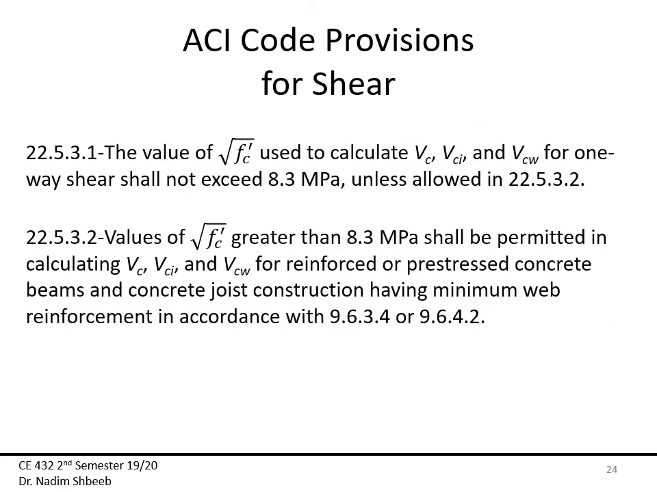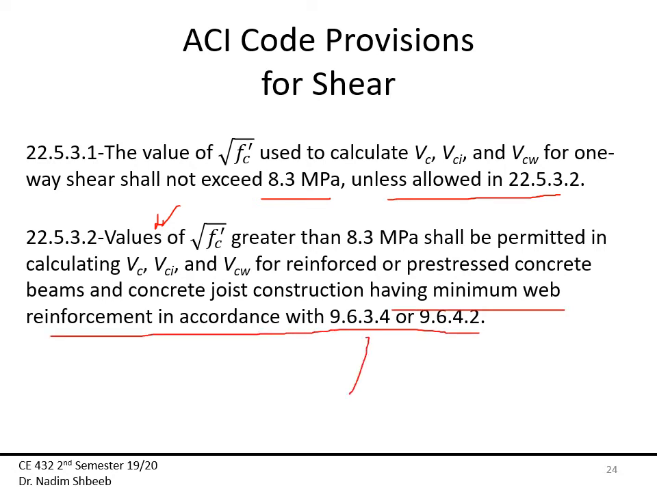Another thing is my square root of f'c should never exceed 8.3 megapascals unless allowed in this section right here. But this is only allowed if the minimum web reinforcement in accordance with this is satisfied. And this is something I will mention when we talk about the shear reinforcement part, which is going to be in the next recording. Actually, we're going to talk about these in detail. So these are some of the constraints that we have.